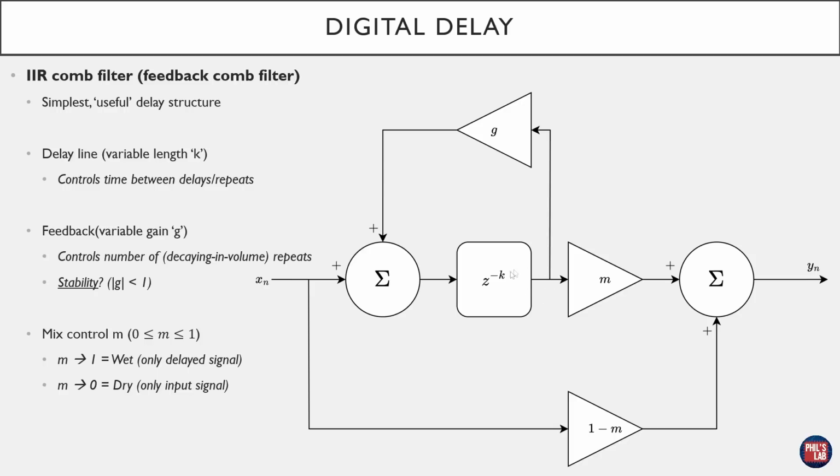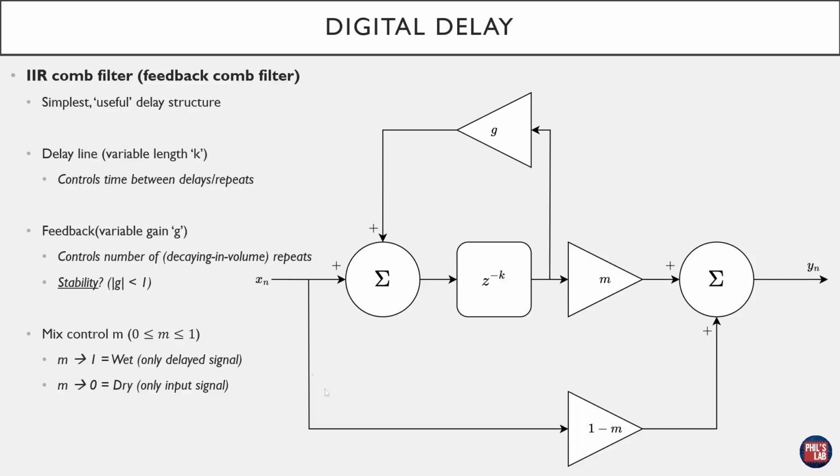As a third control, we have a mix control. So we take the output of our delay line and then feed that into another gain. It's denoted by the variable m for mix. That output is then summed with 1 minus mix, another gain, times the input. So if m equals 1, we simply get at the output of this whole structure, y of n, our delay line feedback network as the output. If m equals 0, we simply feed only the input to the output.